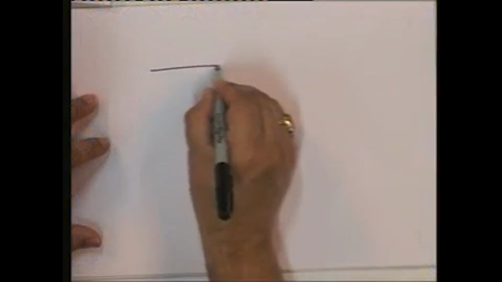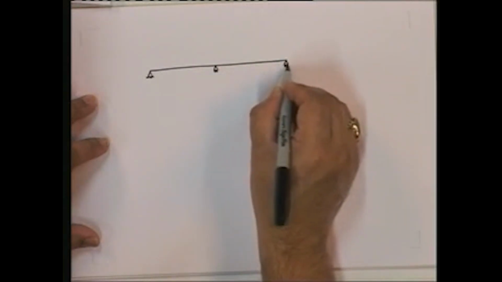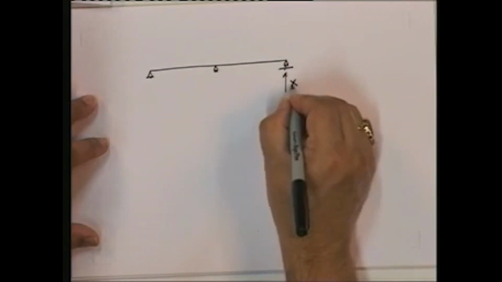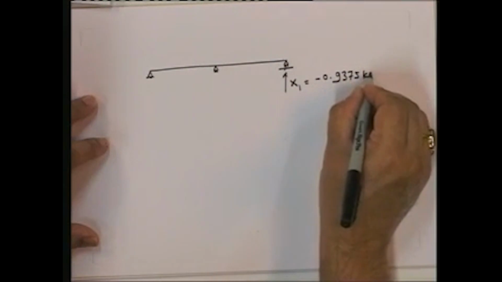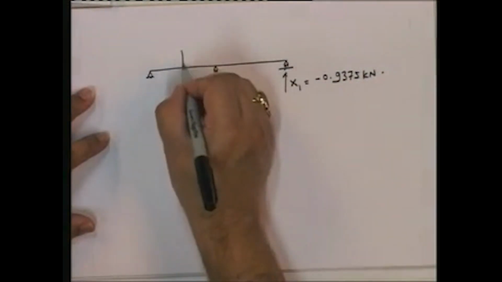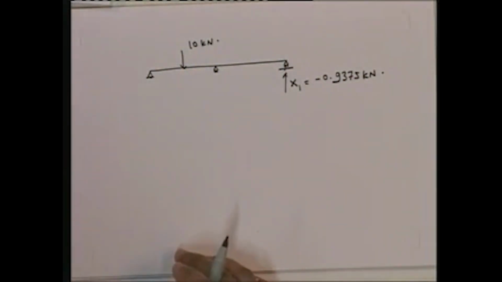Once I have this, note something very interesting. How do I get the bending moment diagram for the entire thing? Note that once I have got x1, now I have this structure. I now know x1. This is equal to minus 0.9375 kilonewtons. So I have this load. Okay. Now can I find out my reactions? Of course I can find out. I can find out everything. I can draw the bending moment diagram.